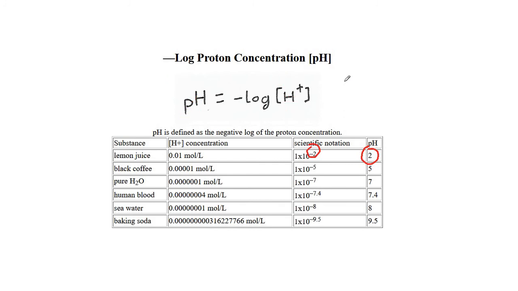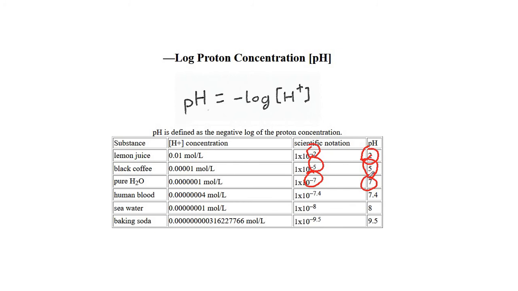If we look at black coffee, kind of the same thing over here. You can just count the zeros, starting with the 0 before the decimal. 1, 2, 3, 4, 5, and then your 1. 1 times 10 to the negative 5, for a pH of 5. Same thing with pure water that we just talked about a moment ago. It has 0.0000001 moles per liter, so in scientific notation, that's 1 times 10 to the negative 7 moles per liter, which means it has a pH of 7.